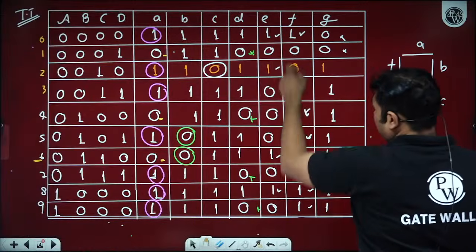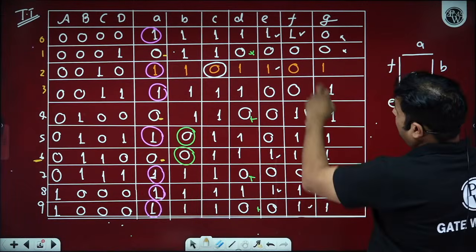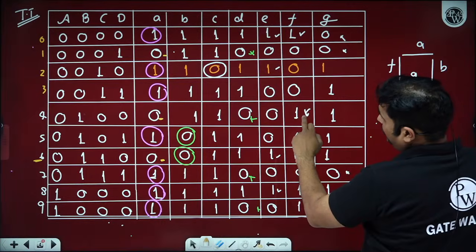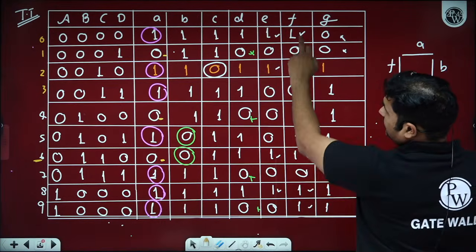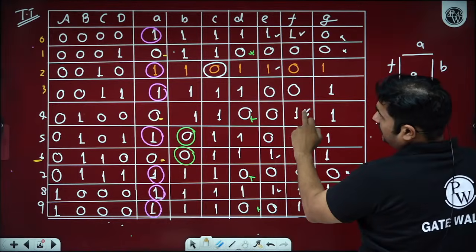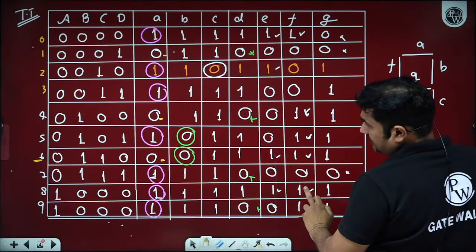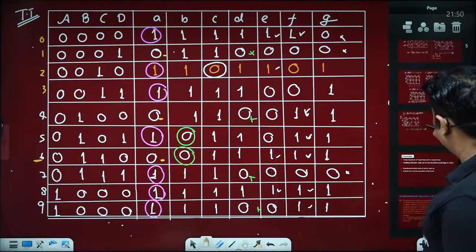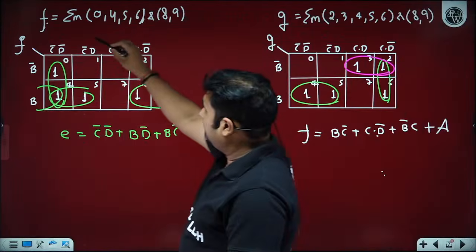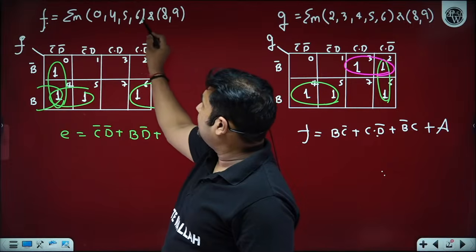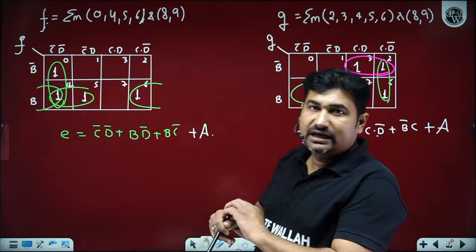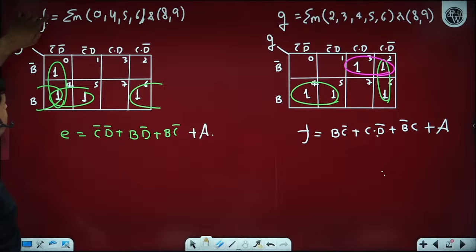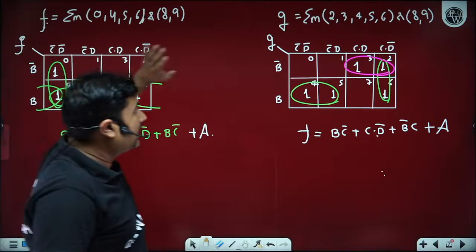Because I have chosen from here 0, 4, 5, 6, 8, 9. So please do the correction here. This is your F: 0, 4, 5, 6, 8, 9. This is your F basically. I have mistakenly done this as E. So kindly do the correction.